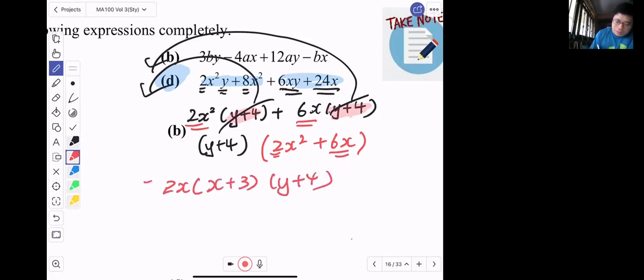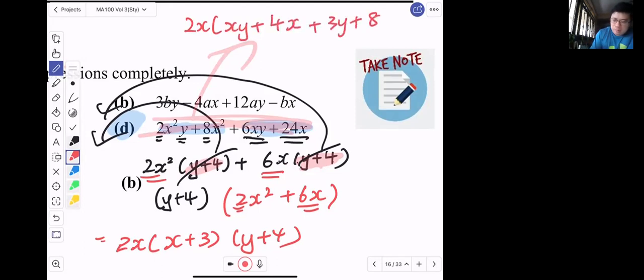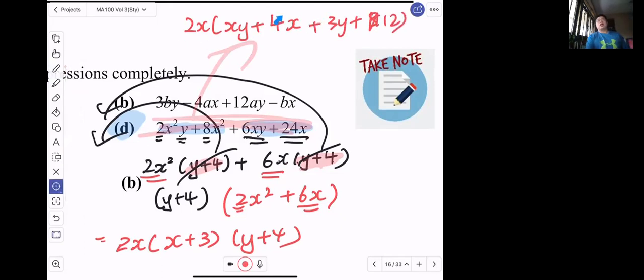In hindsight, I should have looked at all 4 terms and done common factor. I should have pulled out a 2x first, leaving xy plus 4x plus 3y plus 12. That would be even sexier. Take out a 2x from the start. First choice, always common factor. First choice, best choice. Always common factor first. Otherwise, if you common factor at the end, also can.